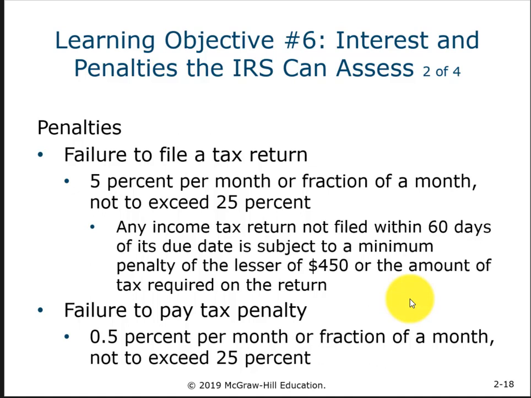Okay? And again, now the maximum is still 25%, but that's going to take a lot longer to get there. And again, it's just per month or fraction of a month. So as soon as one day into the next month, and remember, it starts on the 15th of April, assuming you don't file an extension. So April 16th, your failure to pay tax penalty is 0.5%, and that's the same penalty all the way up until May 14th. And then on May 15th, you're going to be into the new month and a new 0.5% penalty.